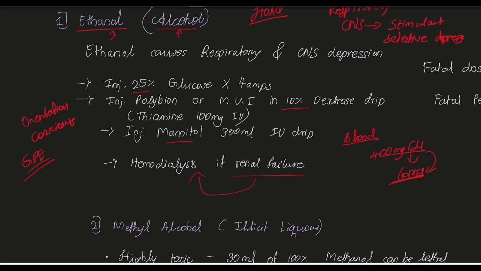So this is the treatment of ethanol poisoning in a nutshell. It is very simple. You will give 25% dextrose, then 10% dextrose with the multivitamin, then mannitol. That's it. Only 3 points you should remember to get the patient back. But actually it depends on the patient's condition, so it varies from patient to patient.